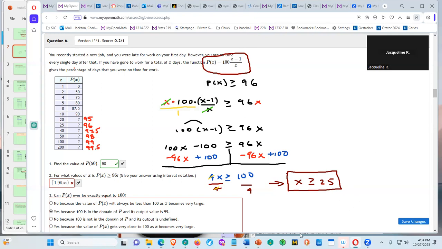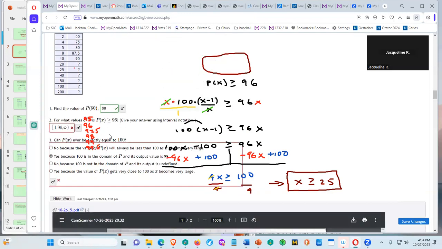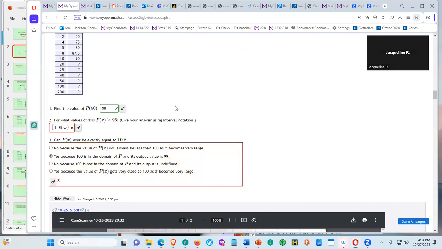Makes sense, Jacqueline? Yes, sir. It does make sense. Thank you for the calculator tip. I did not know that. You're welcome. My pleasure. When you're taking a math class, you're learning the math, but you're also learning your calculator. Can p of x ever be exactly 100?